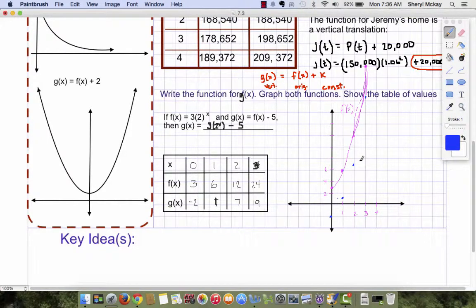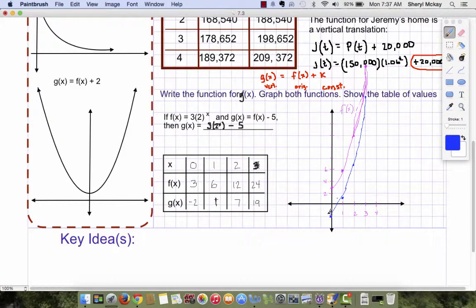Right about there. So you can see that my function is following a very similar path. G of x is following a very similar path as f of x. It's just shifted. It shifted down. Okay? It went down 5 spots.